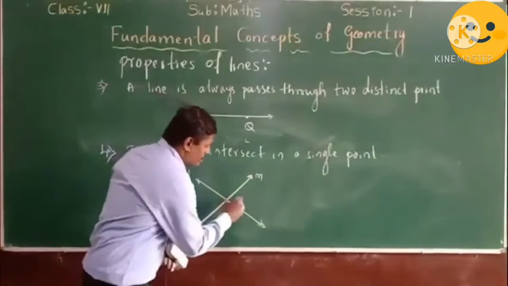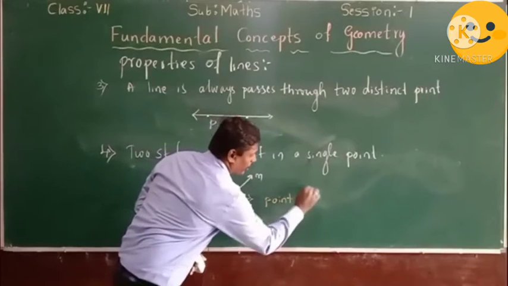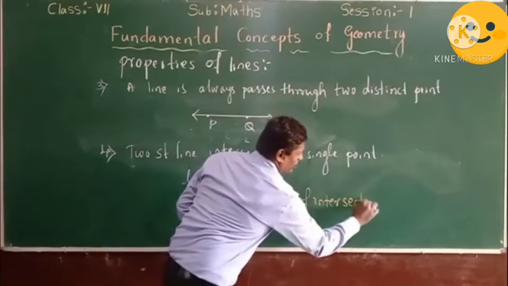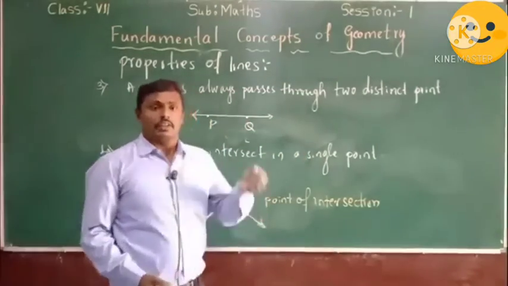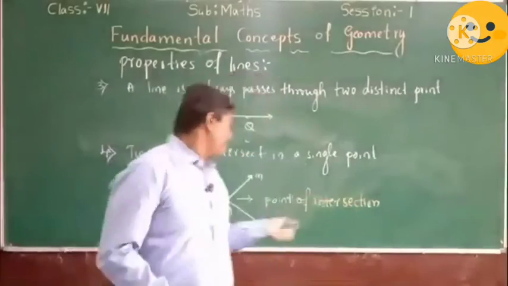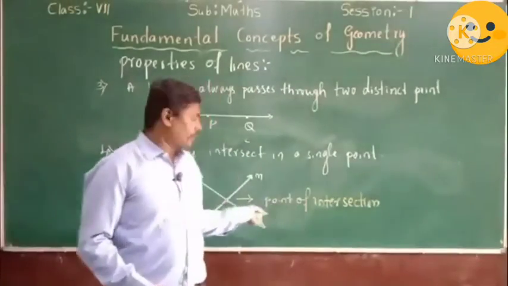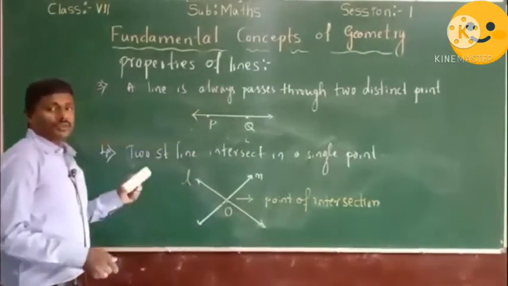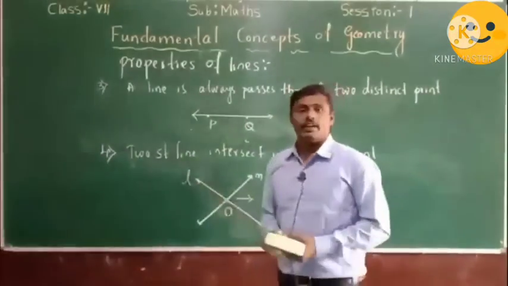That point O is called the point of intersection. So how can you define the point of intersection? It is the common point obtained by the intersection of two lines. So these are the main four properties of a line.